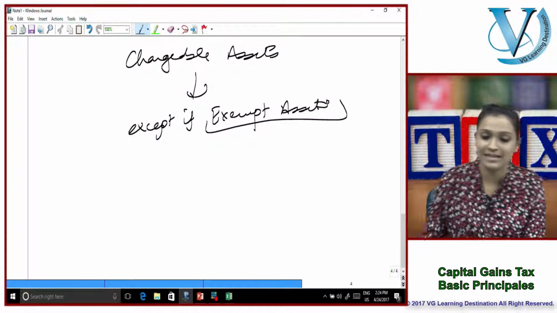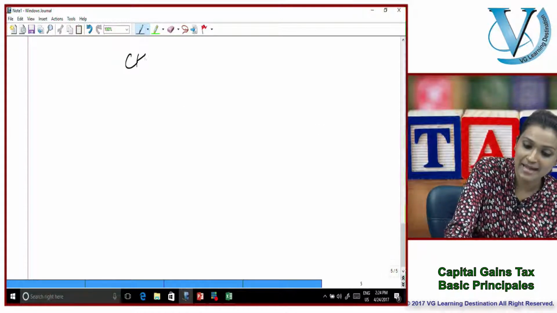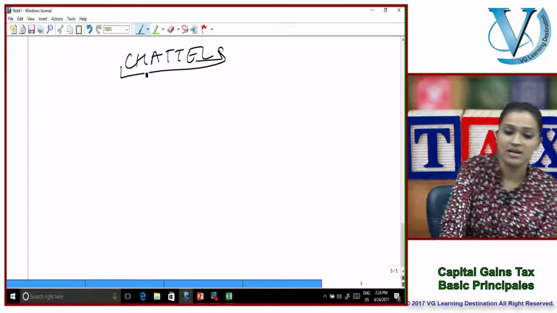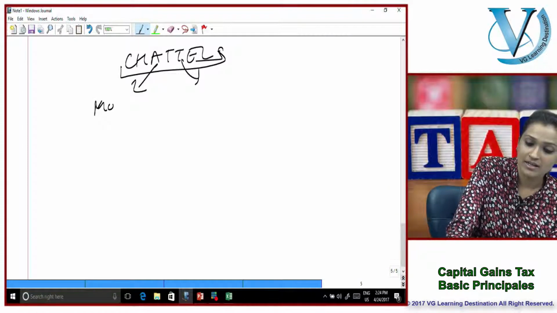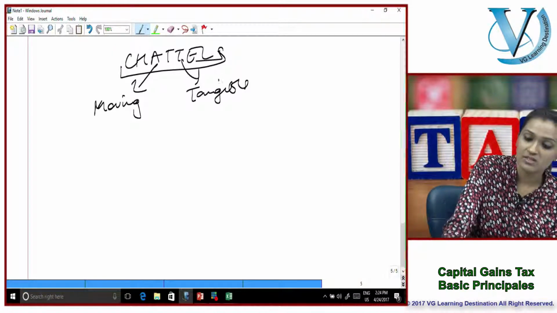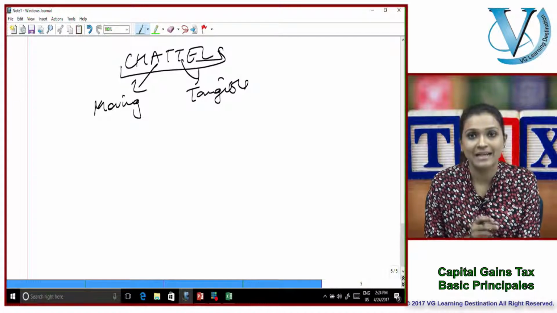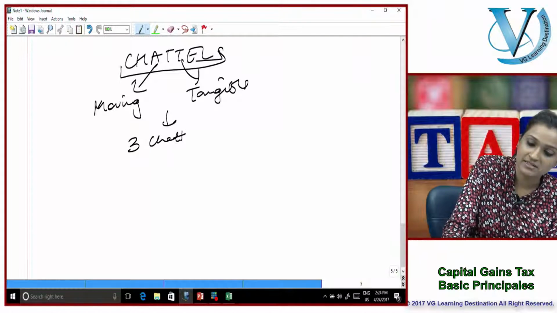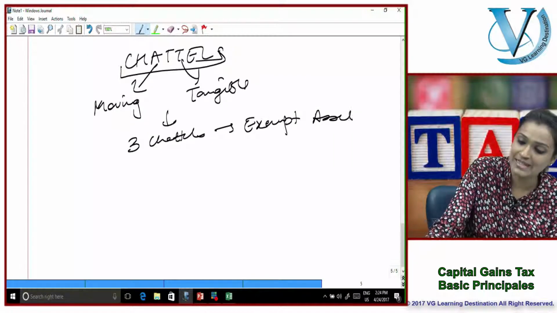Also, exempt assets are chattels. Let me just open a new page. Exempt assets are chattels. Now, what is a chattel? A chattel needs two qualities. It should be a moving asset, moving as well as tangible. So any property which is moving and which is tangible would be called a chattel. Three types of chattels are exempt assets. Let's have a look at all these three.